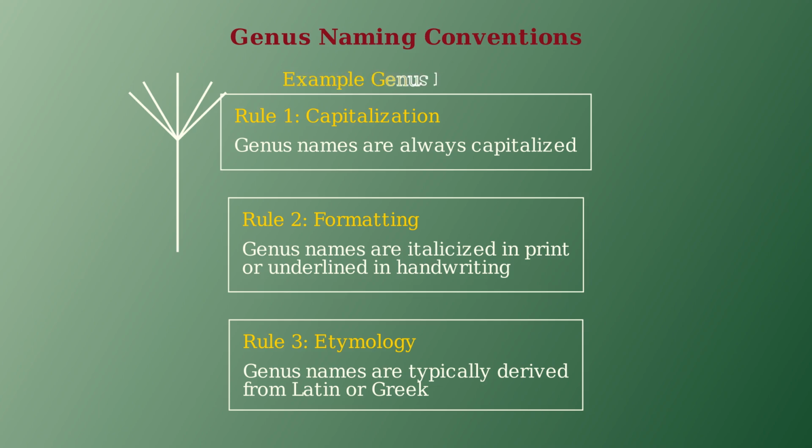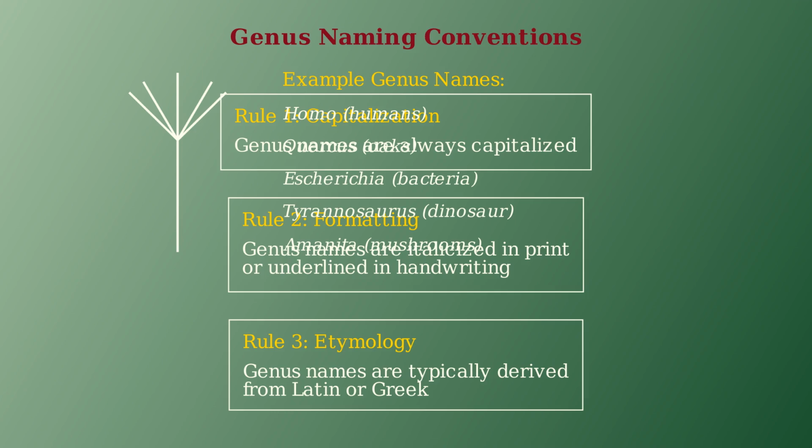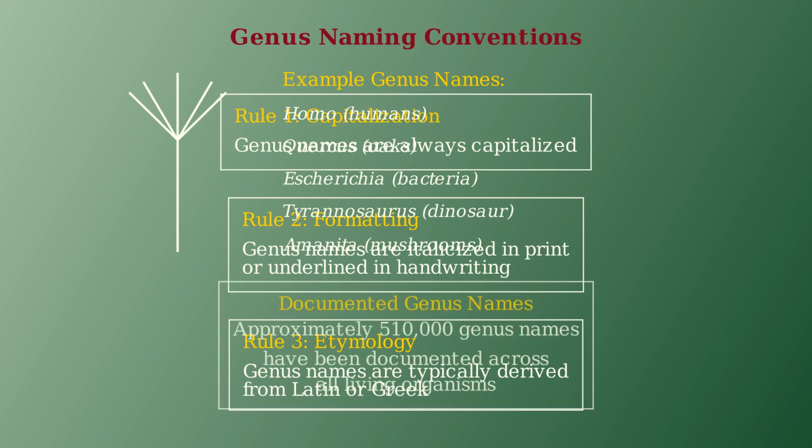Let's look at some examples of properly formatted genus names. Notice how each is capitalized and would be italicized in scientific publications. To date, scientists have documented approximately 510,000 genus names across all living organisms, from bacteria to plants and animals.